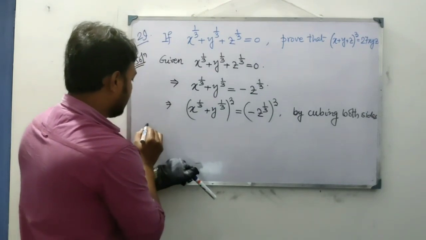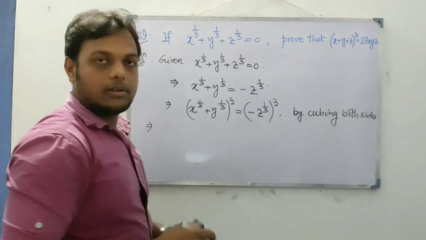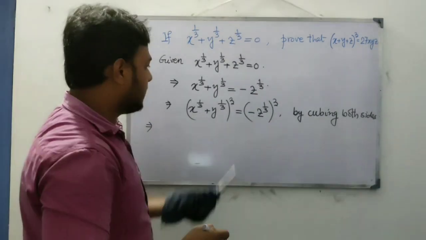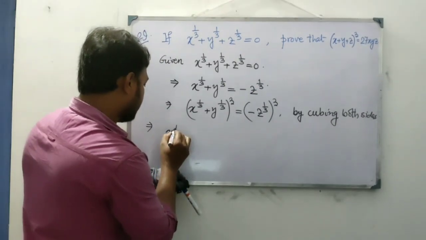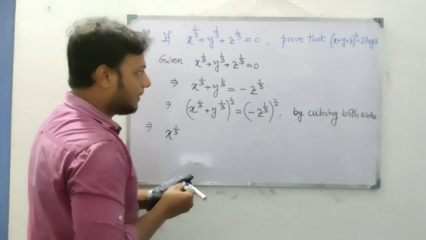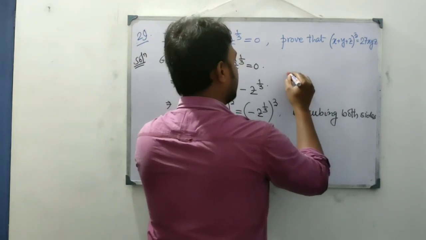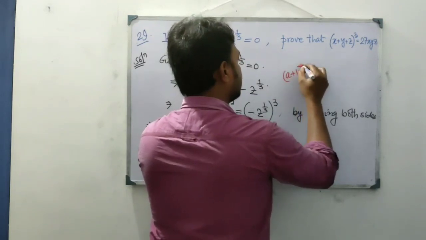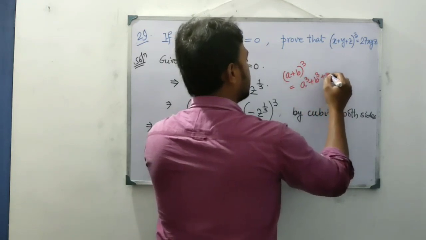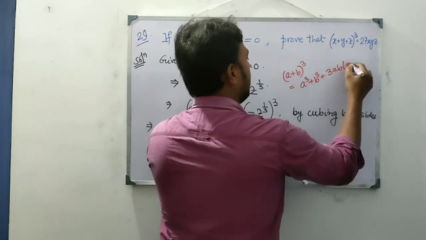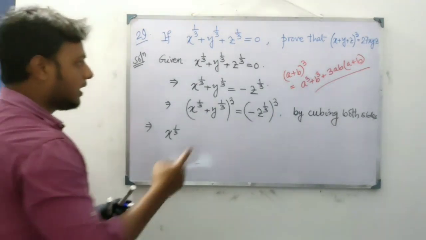Next, we have to apply the (a plus b) whole cube formula. I told you in our first video that we have another form to express it. I will apply this rule: (a plus b) whole cube equals a cube plus b cube plus 3ab into (a plus b). This is one more form. I have derived this part.